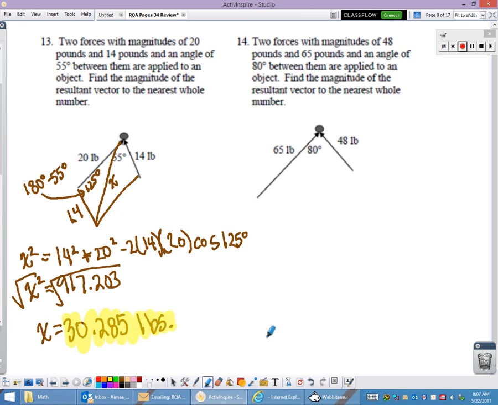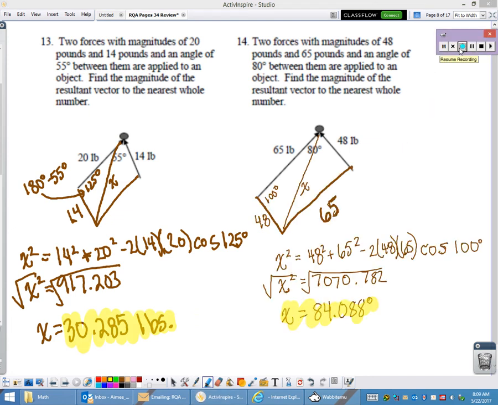Okay, so again, I'm going to go ahead and pause the video, complete the problem, and then you'll be able to look at it. Alright, so here is your answer for number 14. Again, supplement of the angle, so this would be 100 since this is 80. Then plug it right into law of cosines, take the square root, and you get 84.088 degrees. Oh, excuse me, that's not degrees. That should be in pounds because I'm looking for the magnitude. Okay, let me make sure that looks like pounds.